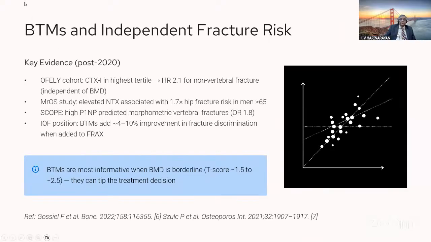They are most informative when the BMD is borderline. Borderline means minus 1.5 to minus 2.5, where they can tip the treatment decisions. The International Osteoporosis Federation says bone turnover markers add 4 to 10% improvement in fracture determination when added to FRAX.